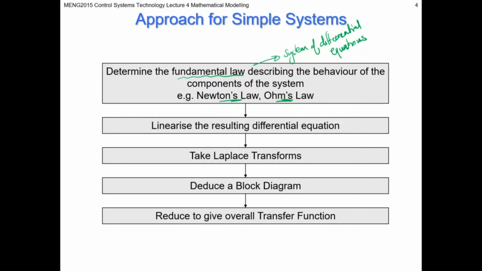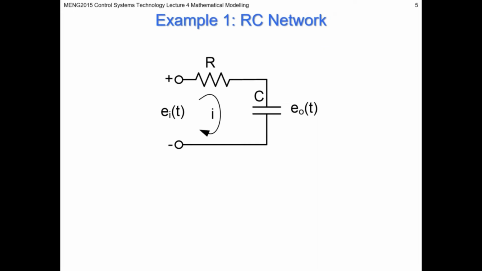And if your system is non-linear, you can actually linearize it. There are ways of doing that. So you make assumptions about your model, which simplifies it, but it allows it to be treated as a linear model. So now we have ODEs, ordinary differential equations. Now, when you've got your ODEs, you can take Laplace transforms, and then of course you can deduce your block diagram, and then you can reduce your block diagram as much as possible to give you your overall transfer function for your plant or for your plant plus controller, however you want to do it. Right. So that's our system.